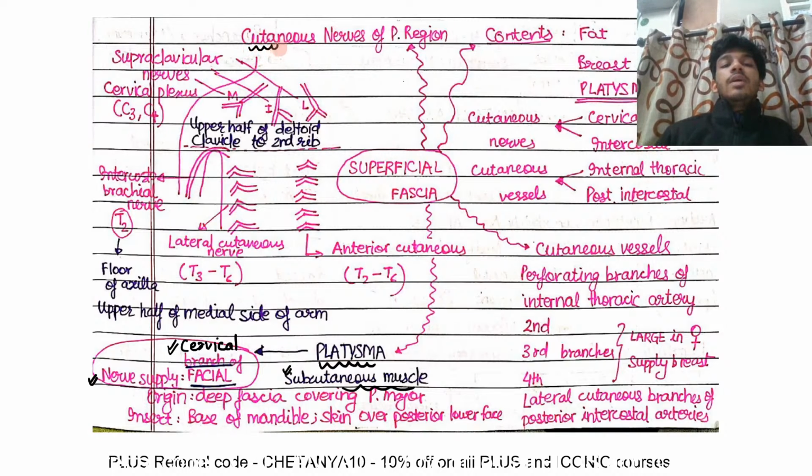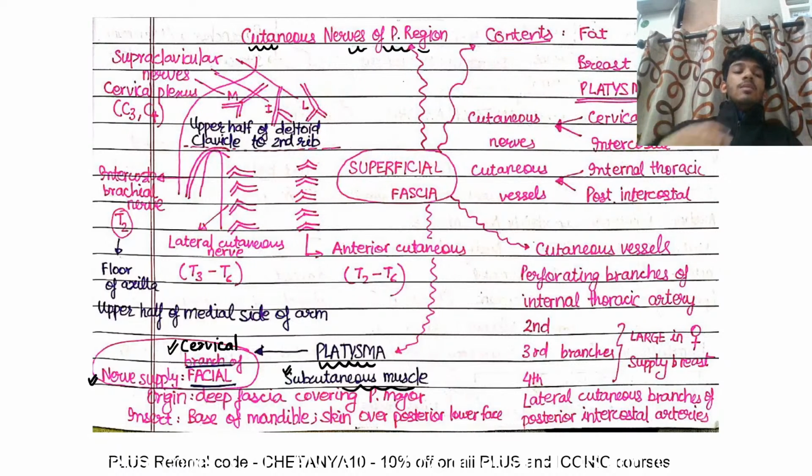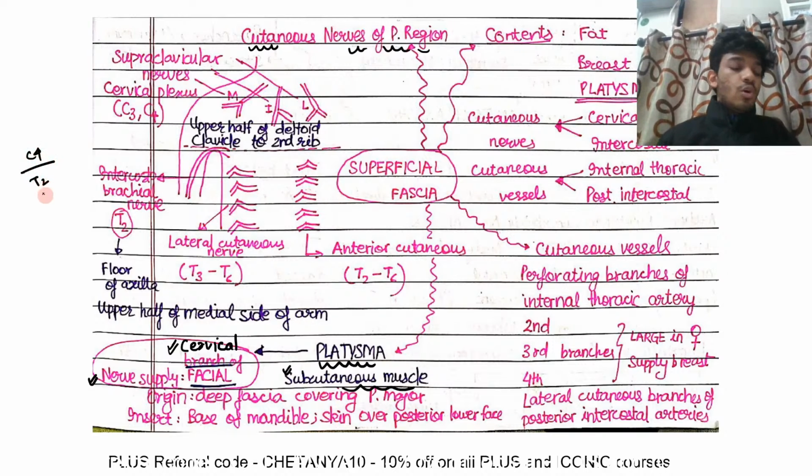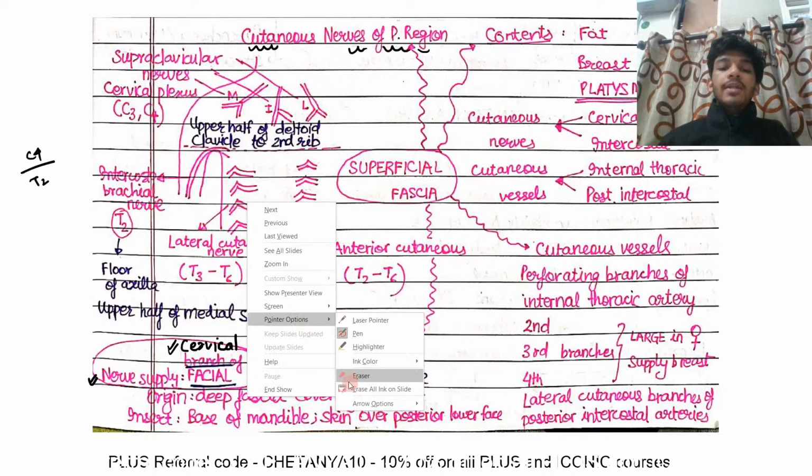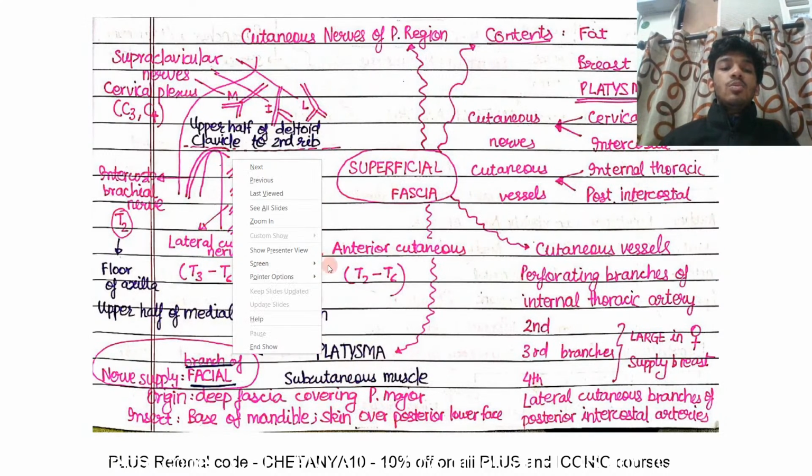Now, when you talk about the cutaneous nerves of the pectoral region, if you look at the dermatomes, you will see an abrupt transition from C4 to T2 here, right? So you know what dermatomes are? They are parts of skin supplied by a single spinal segment. They're the cutaneous innervation through a single spinal nerve, right?